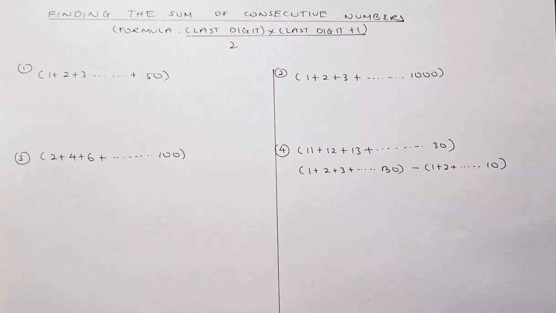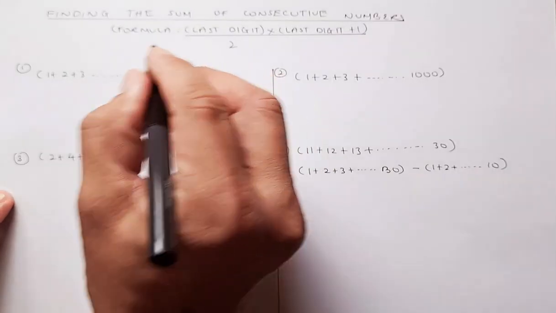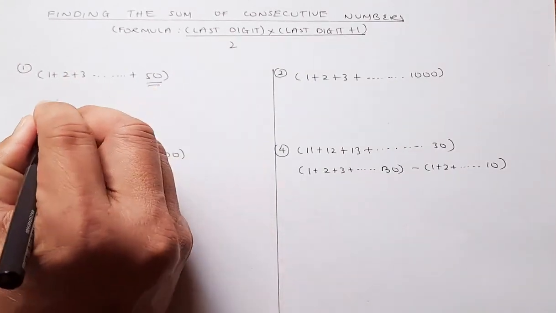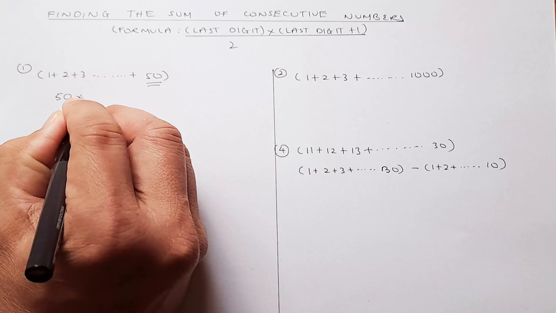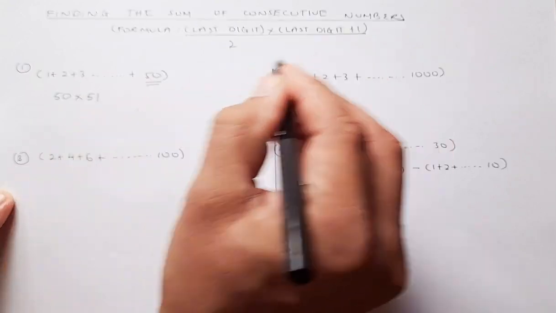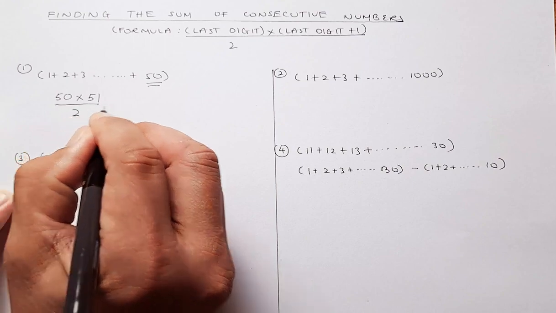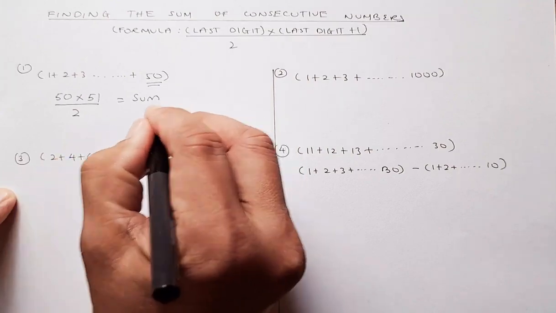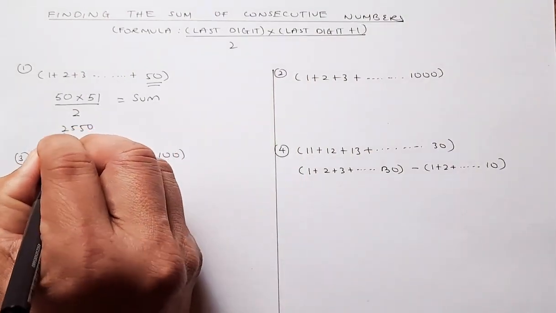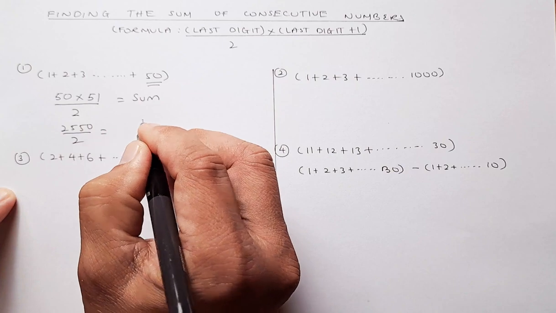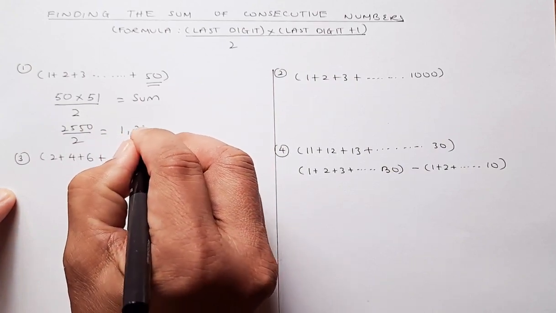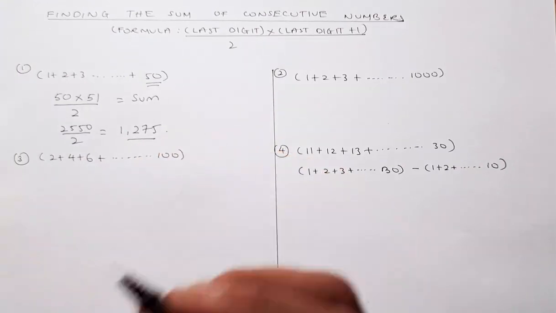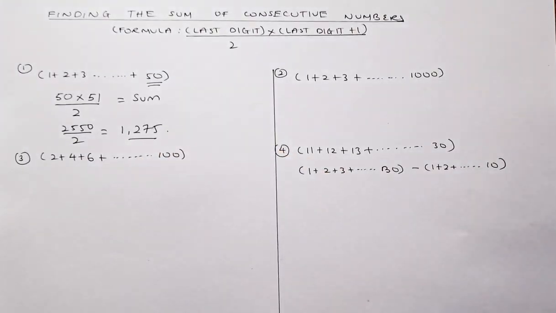The first example is 1 plus 2 plus 3 all the way up to 50. How do you calculate the sum? Very simple. You use this formula here. You just look at the last number, 50, and multiply by the next number, 51, because 50 plus 1 is 51, and you divide by 2. That will be the sum. If you put it in your calculator, it's 2,550 divided by 2, and the answer comes to 1,275. That is as easy as 1, 2, 3, rather than punching in all the numbers in the calculator.